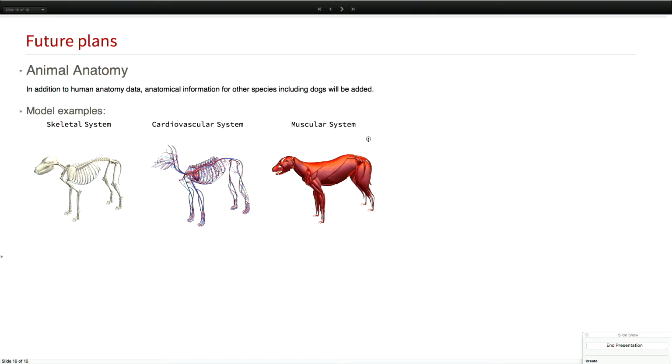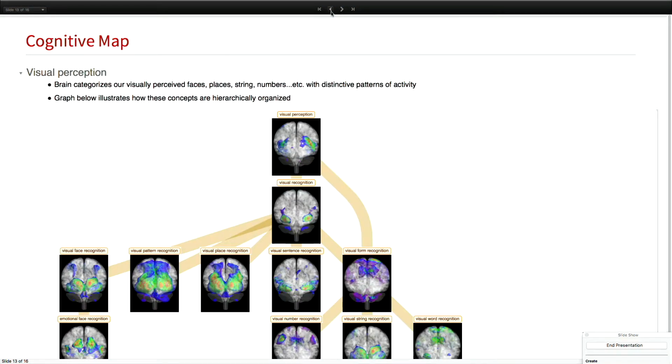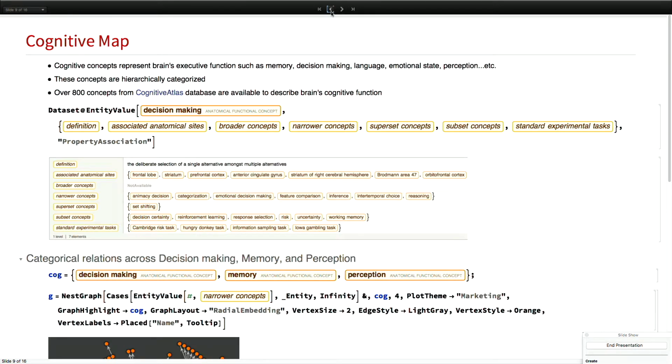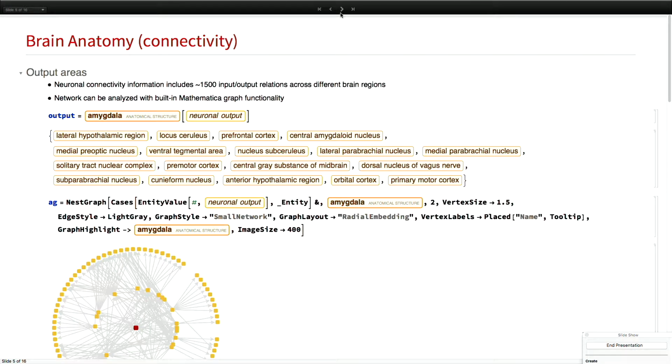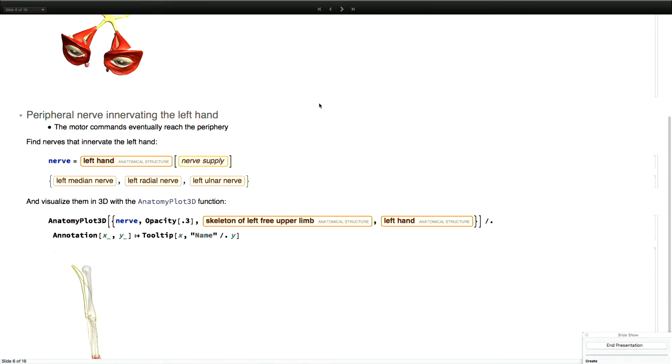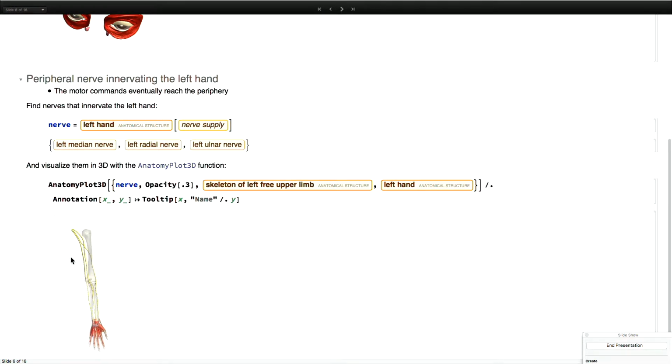Another question. Do you have extension to the peripheral nervous system? Yes, we have models of the peripheral nervous system. Of course, it's not complete. Some of the smaller nerves are still missing, but we have a large number of peripheral nerves. So, for example, this one is looking at large major nerves innervating the hand or arm.